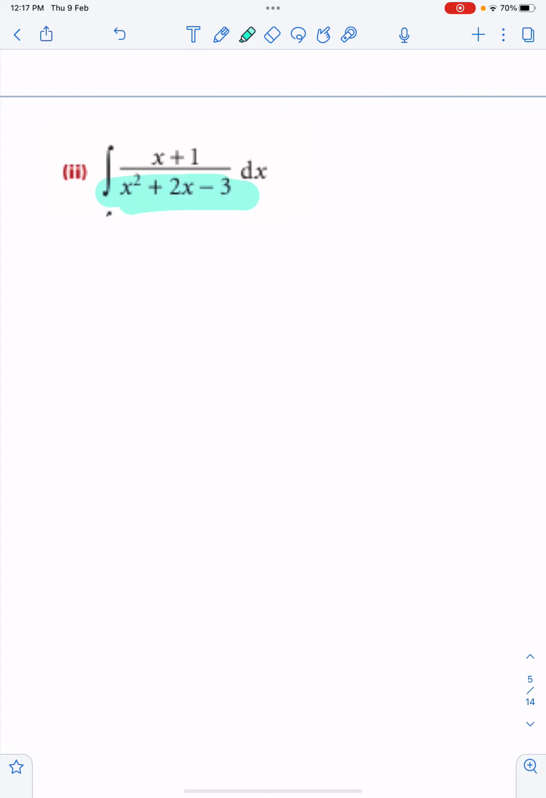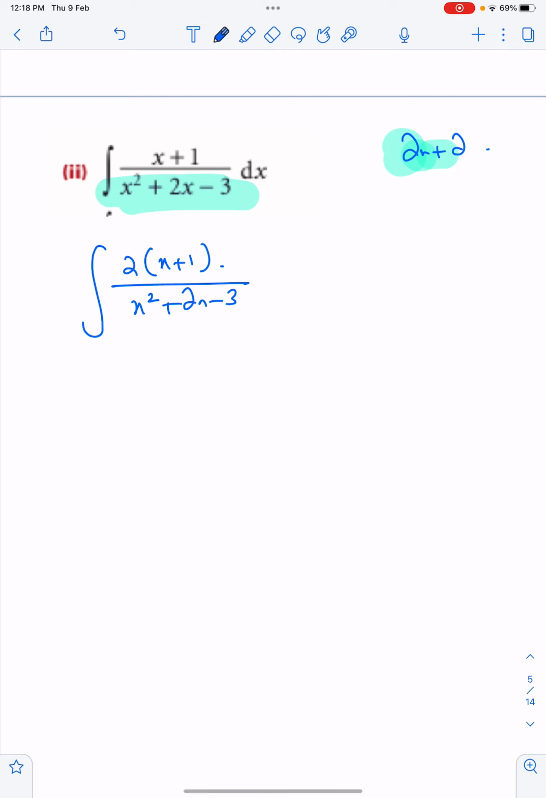Okay, moving on to the second part. Now if you notice, this is also a fraction like the previous one, but the differentiation of the denominator, which is x square plus 2x minus 3, if you differentiate this, you get 2x plus 2. And in the numerator, if you take out 2 as common, x plus 1 will be left. So what I can do is I can add a 2 here, and keep the denominator as it is. Since I've added 2 on my own, in order to cancel the effect of this, I can write 1 upon 2 here, dx. So this will become half ln of x square plus 2x minus 3 plus c.